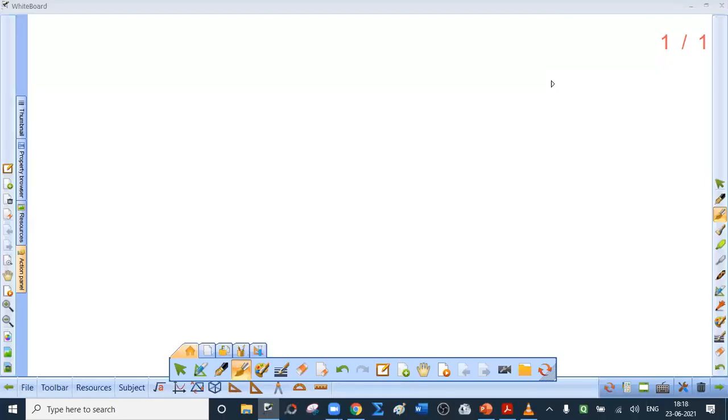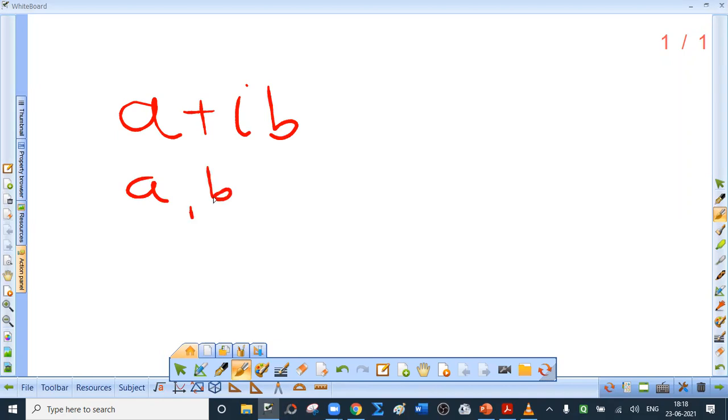In the last lecture, we started the topic complex number. Now, what is a complex number? A number which is of the type a plus ib, where a and b are real numbers. This is a Greek alphabet, epsilon, and it stands for belongs to. So a and b belong to the set of real numbers.